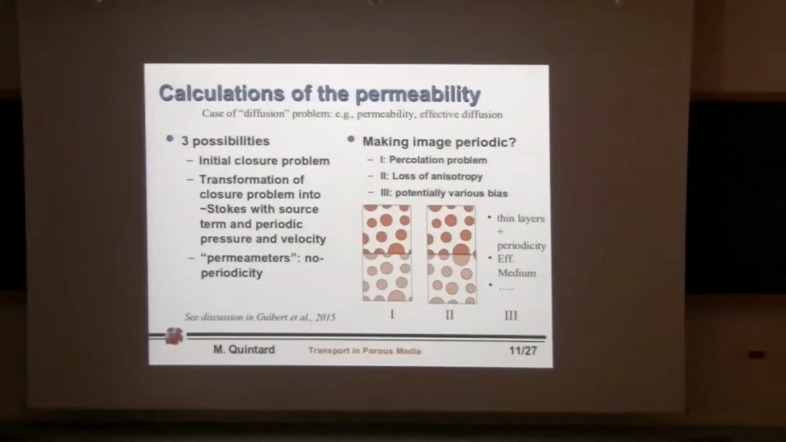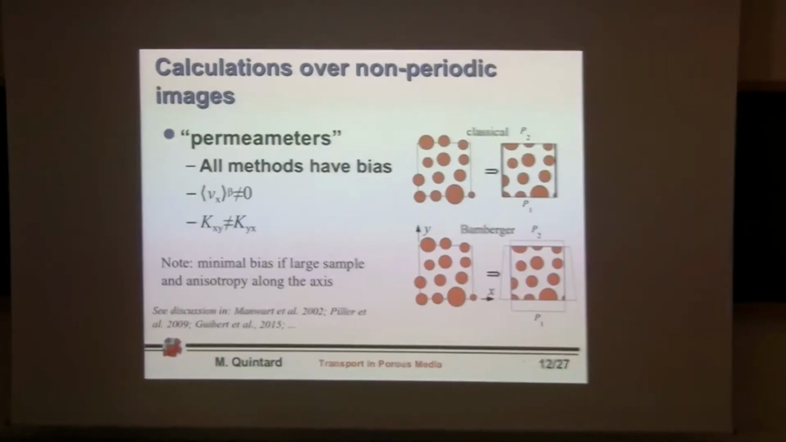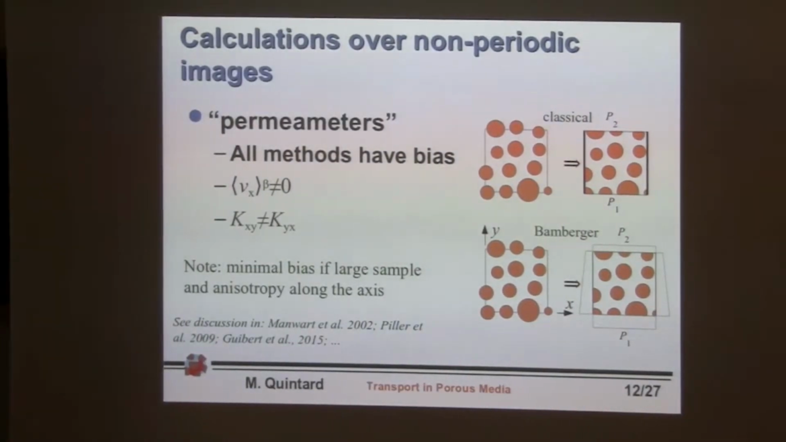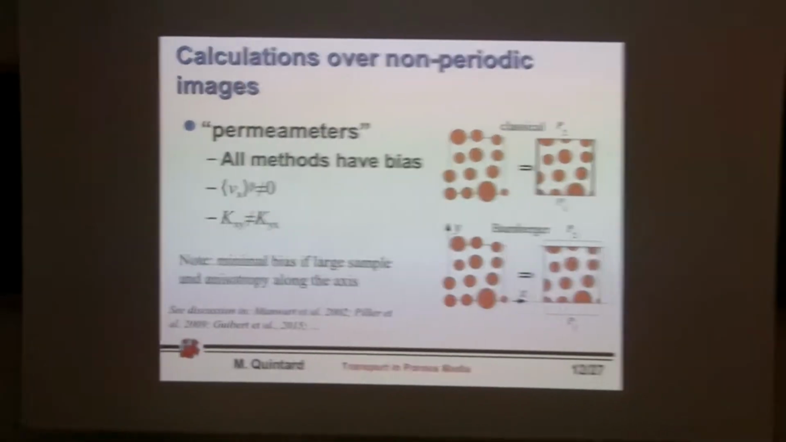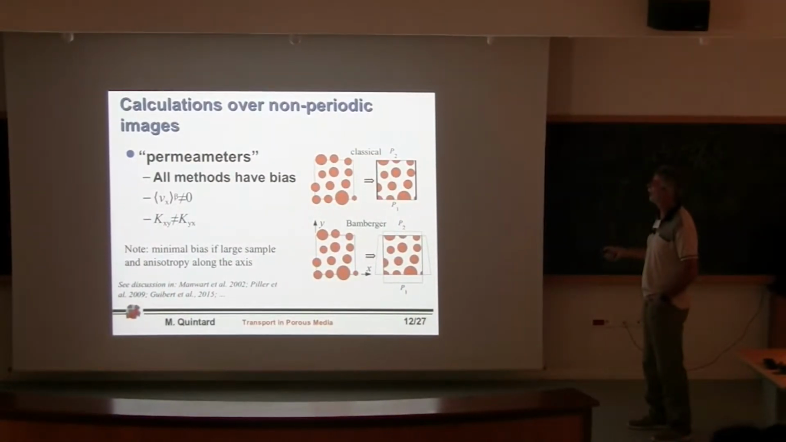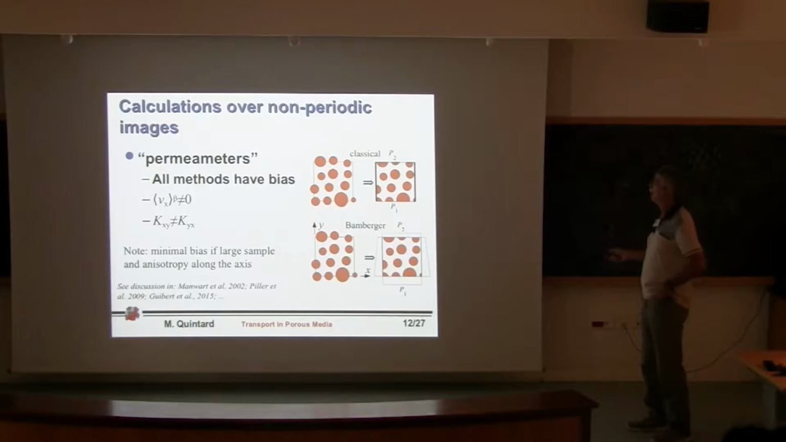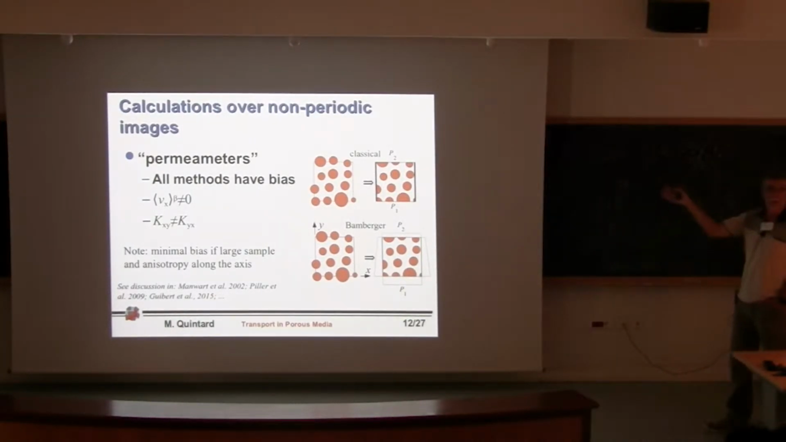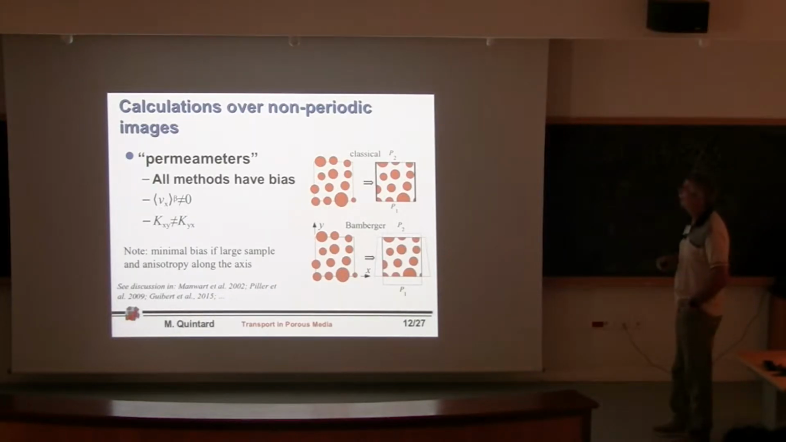Another possibility, if you don't want to use periodic boundary conditions, is to use some sort of permeameter boundary condition. The most classical is the following. So I don't have a periodic system, and I just solve the local problem for a constant gradient of the average pressure over a system like that.